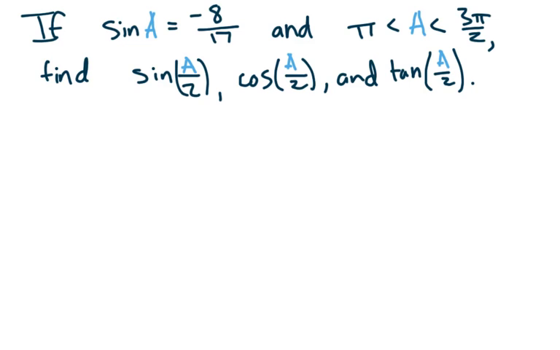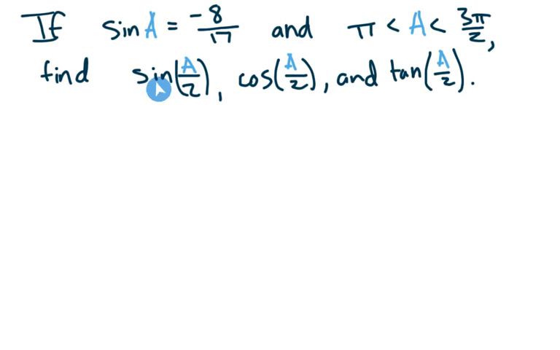So as promised, here's the question. If sine of A is negative 8 over 17, and notice I did not say A equals negative 8 over 17. I have not told you what A is. I told you what the sine value at A is. Sine of A equals, not A equals, sine of A equals. And here I've told you that A is in the 3rd quadrant. I haven't said what A is, but we know that it's in the 3rd quadrant.